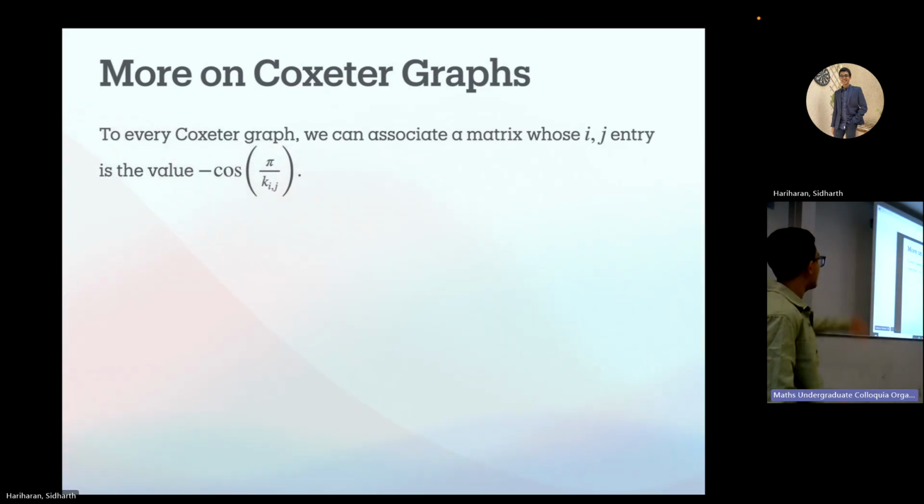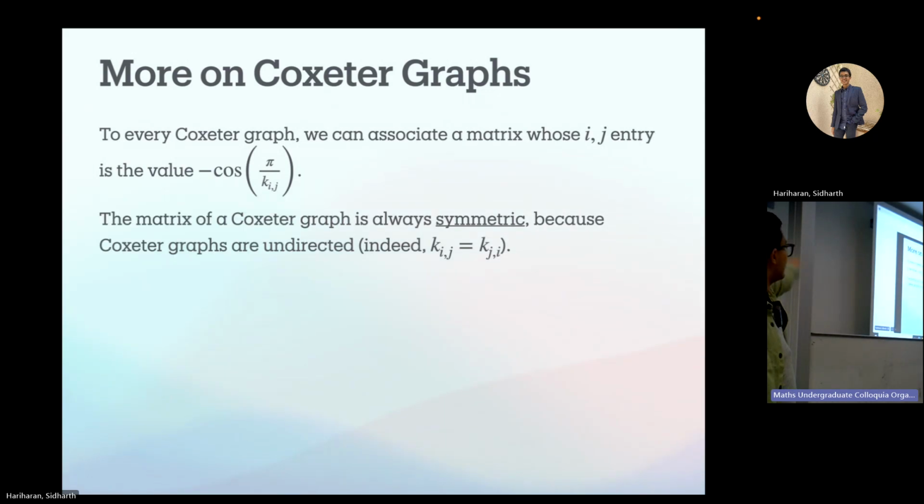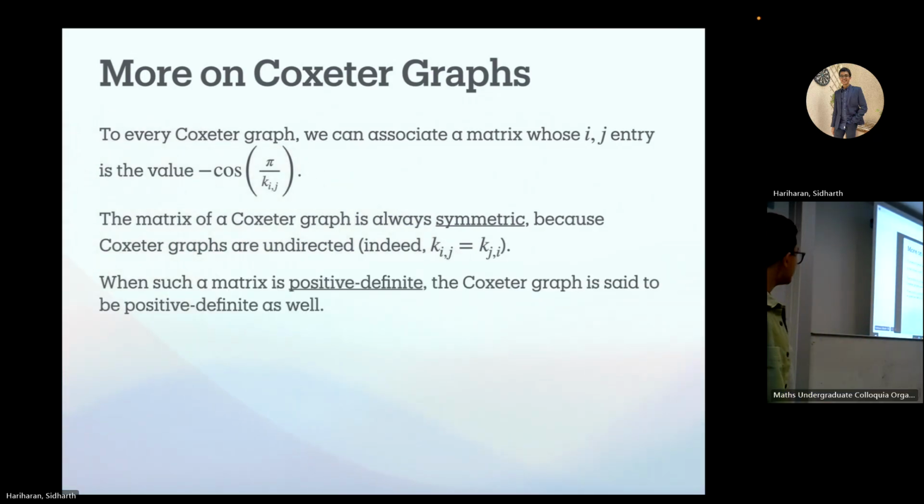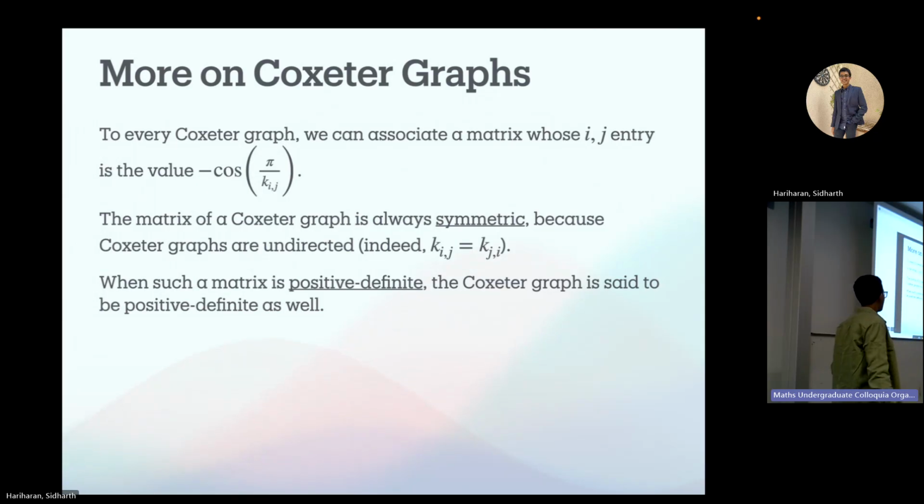Okay, no, all right. So just as I said, you can associate a matrix to every Coxeter group. You can associate a matrix to every Coxeter graph. It's exactly the same matrix when the Coxeter graph comes from a Coxeter group. And again, this is symmetric, because the graphs are undirected, so you don't care whether I look at Kij versus Kji. So such a matrix may be positive definite. When such a matrix is positive definite, because as I said, we've allowed this arbitrary construction of Coxeter graphs, we say that the Coxeter graph is also positive definite.